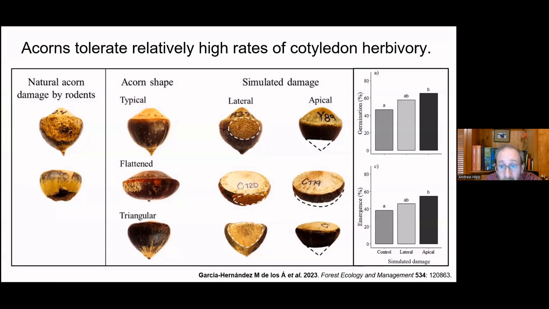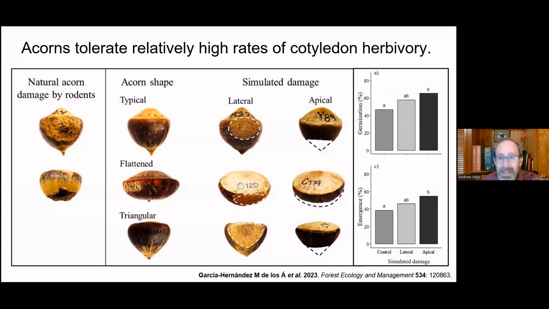Acorns, moreover, can tolerate a bit of herbivory. So this, for instance, is an illustration of Quercus insignis, the largest acorns in the world. They're about this size. They grow in the cloud forests of Mexico and Central America.